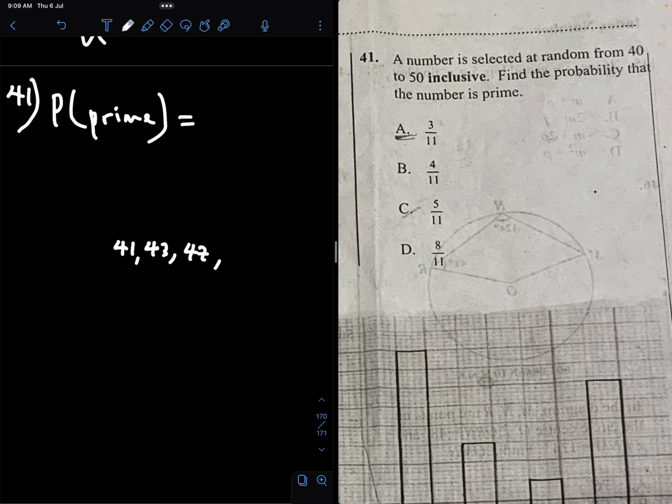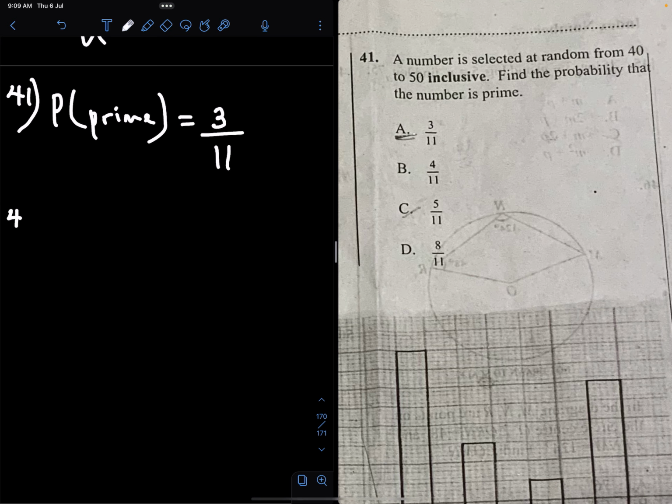So there are just 3 prime numbers from 40 to 50. So the probability of selecting a prime number is going to be 3 over how many numbers are from 40 to 50. If we count 40, 41, 42, 43, 44, 45, 46, 47, 48, 49, 50, that's 11 numbers. So the probability is 3 over 11, and the correct option is A.